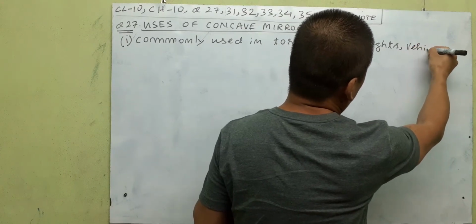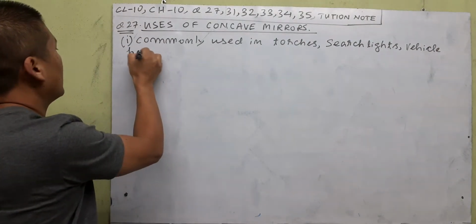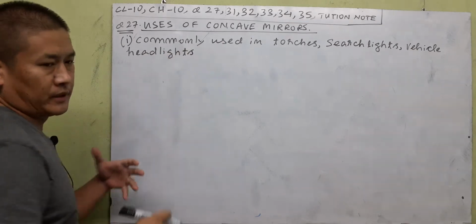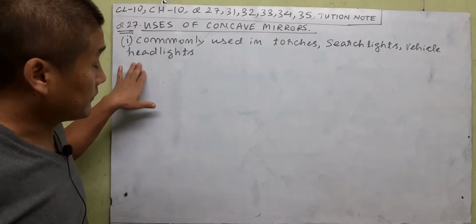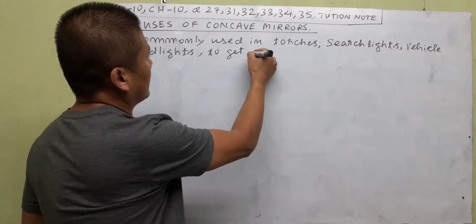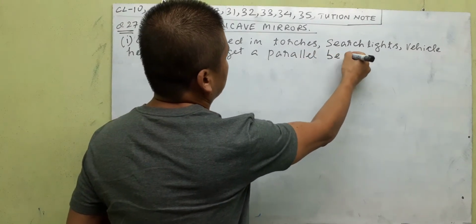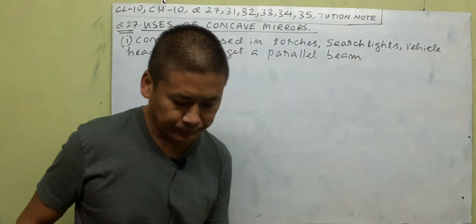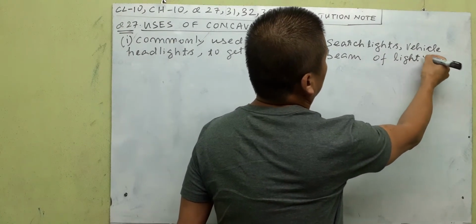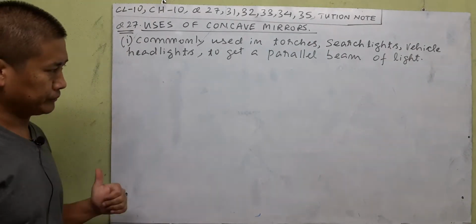Vehicle headlights, that means the light of the car in front that gives visibility to the driver at night, right? Vehicle headlights for what? To get a parallel beam of light. Okay, a parallel beam of light. So let us try to understand this a little bit. You can write it down, and below that you can draw this diagram, which you need not do in the exam.